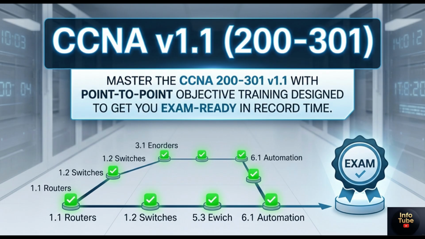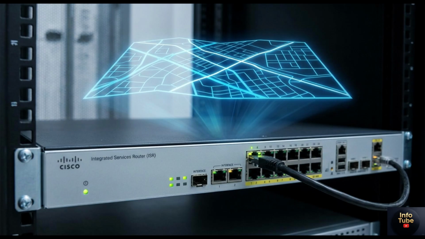Objective 1.1a explains routers. A router is like the GPS or post office of a network. Its primary job is to connect different networks together, such as connecting your home network to the internet. Routers operate at layer 3 and use IP addresses to decide where to send data. For example, when you send an email to a friend across the country, a router looks at the destination IP address and chooses the best path to get it there.